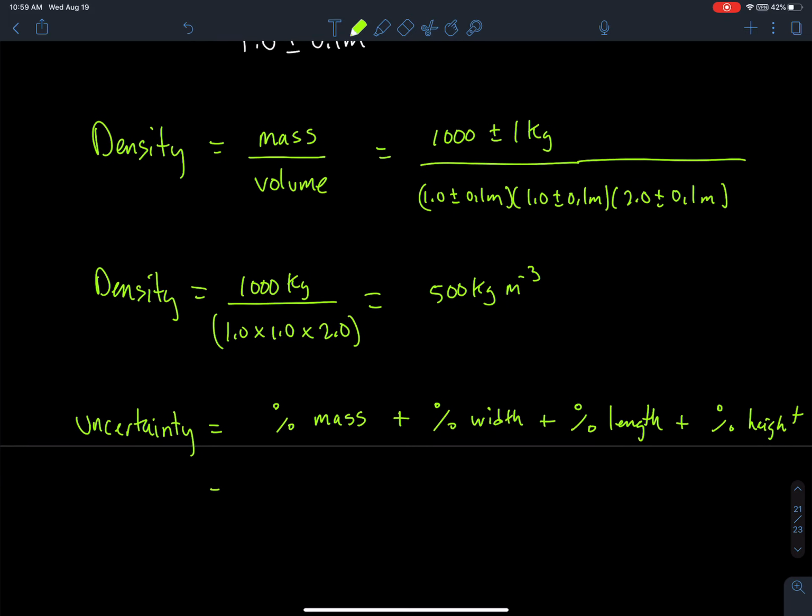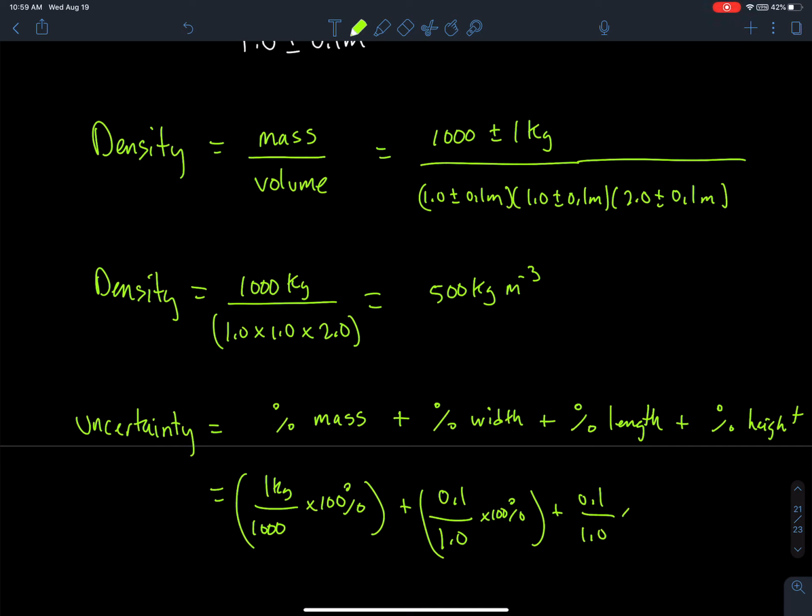Okay, so the percent of the mass is going to be 1 kilogram divided by 1,000 times 100%, okay? Plus, the next one is 0.1 divided by 1 times 100. The next one is 0.1 divided by 1.0 times 100. And the next one is 0.1 divided by 2.0 times 100. Whoa, that was wild.